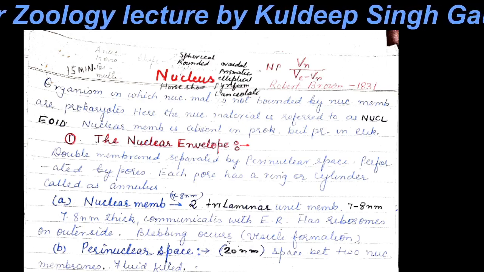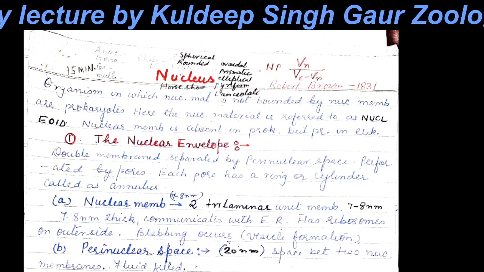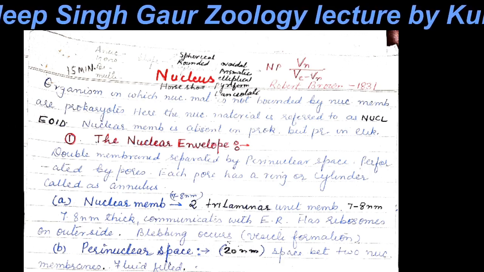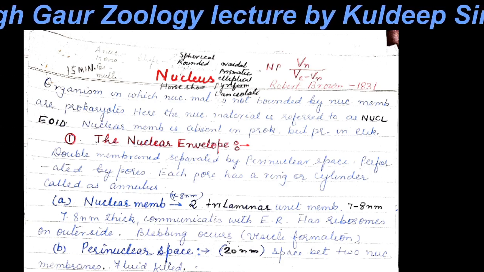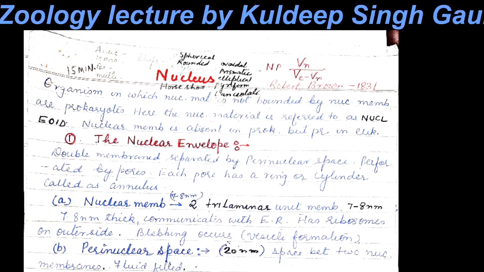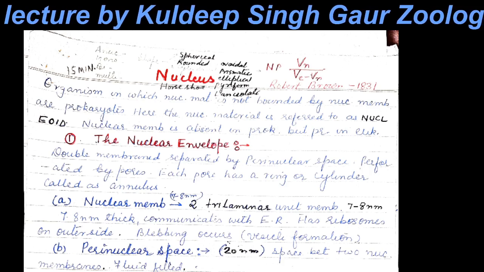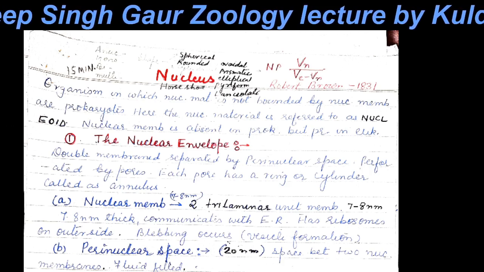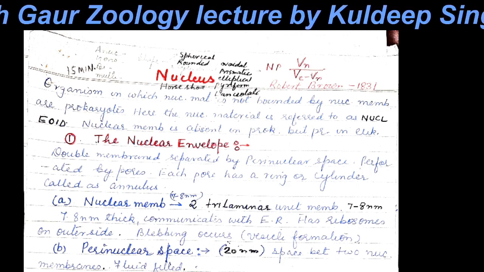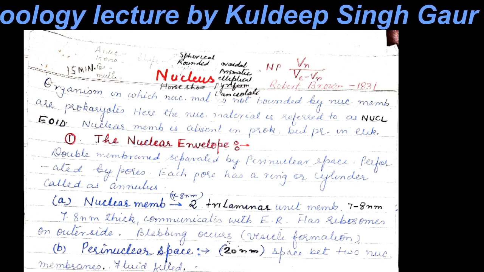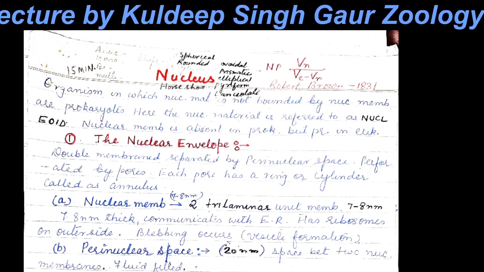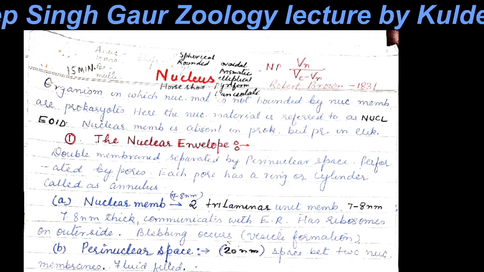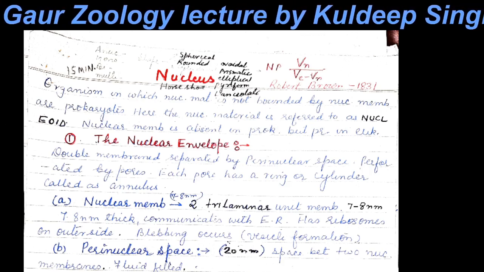Dear students, today we are going to study one of the most important organelles of the cell, that is the nucleus. There are certain organisms in which nuclear material is not bounded by a nuclear membrane. They are placed under the category of prokaryotes. Their nuclear material is referred to as nucleoid. Hence, the nuclear membrane is absent in prokaryotes, but those organisms in which the nuclear material is bounded by the nuclear membrane, or we can also say those organisms which have a nucleus, are placed under eukaryotes.